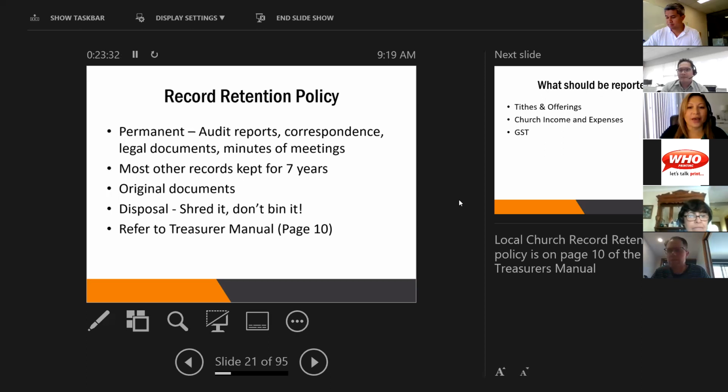Other than tithe envelopes that are to be kept for 3 years or until audited, most records need to be retained for 7 years, except audit reports, minutes of meetings, and legal documents that must be kept permanently. For a complete list of this, just refer to page 10 in the Treasurer's Manual.